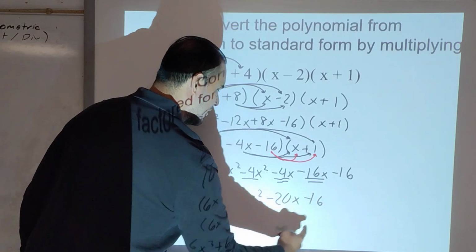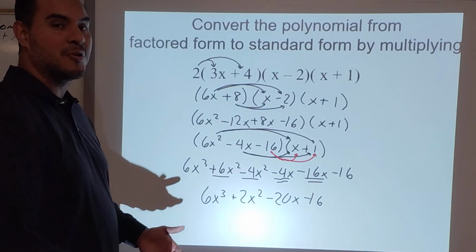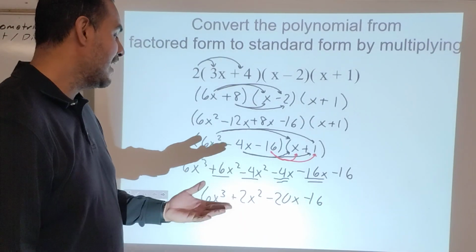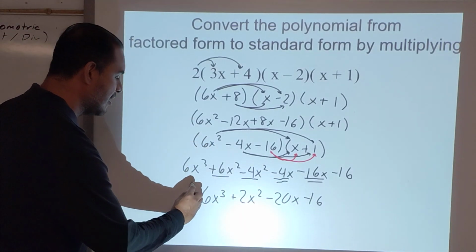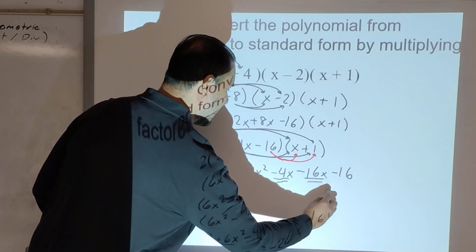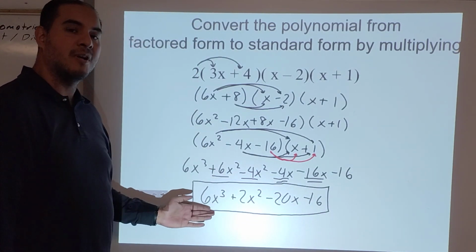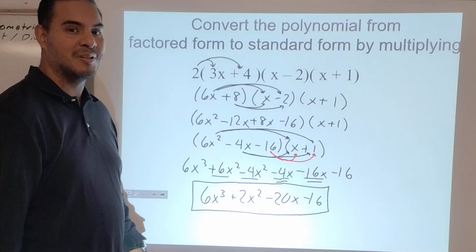We bring it down. This polynomial is now in standard form. You could find the degree, leading coefficient, and constant term if we wanted to. But we've converted a polynomial that started in factored form, and we converted it to standard form by using multiplication.